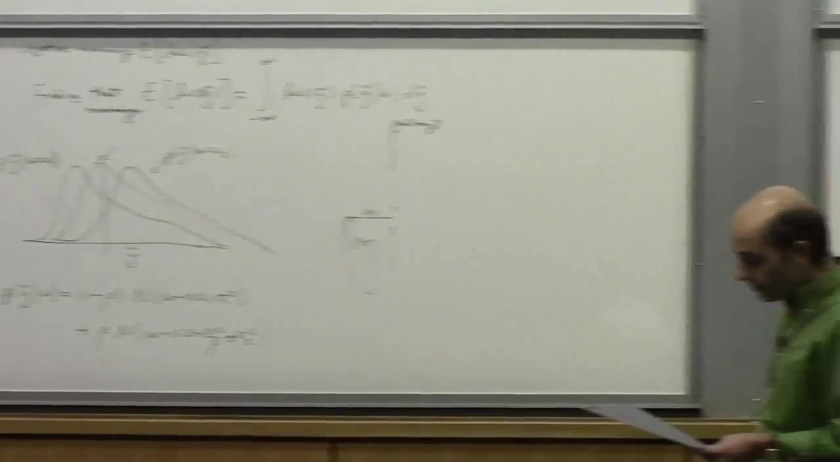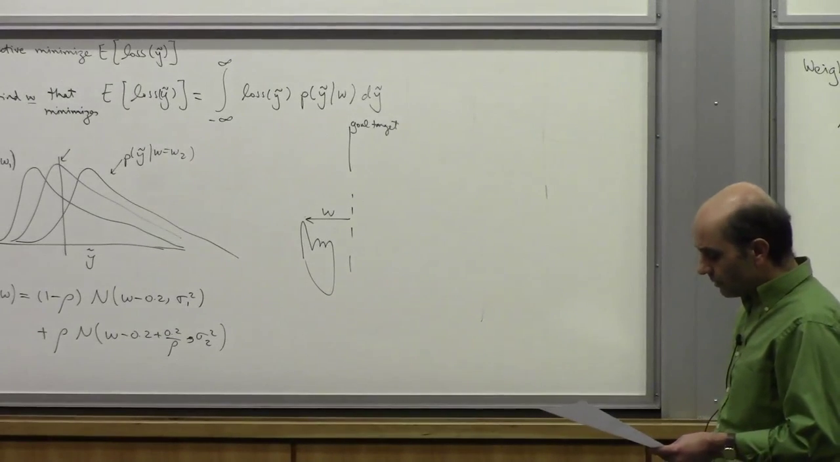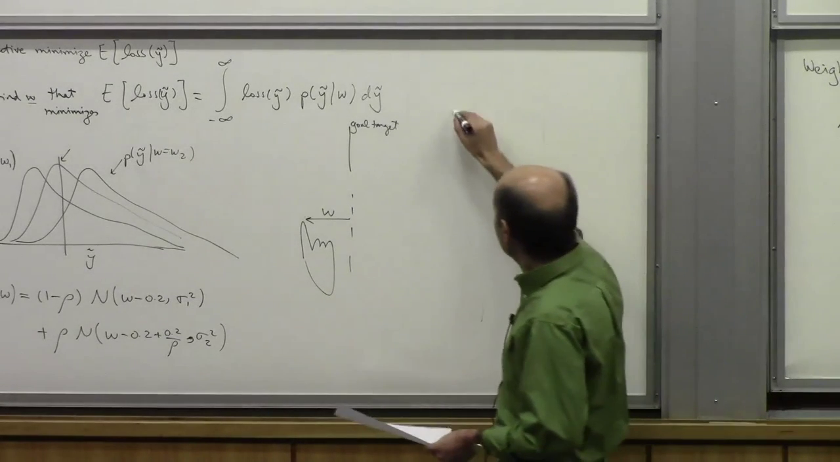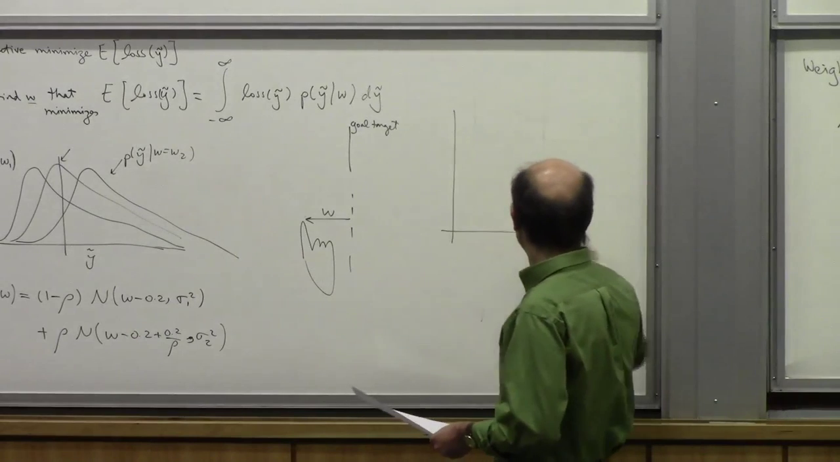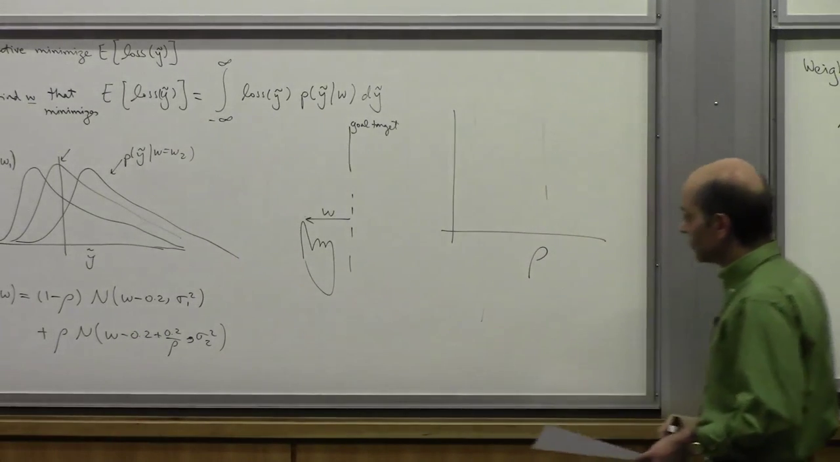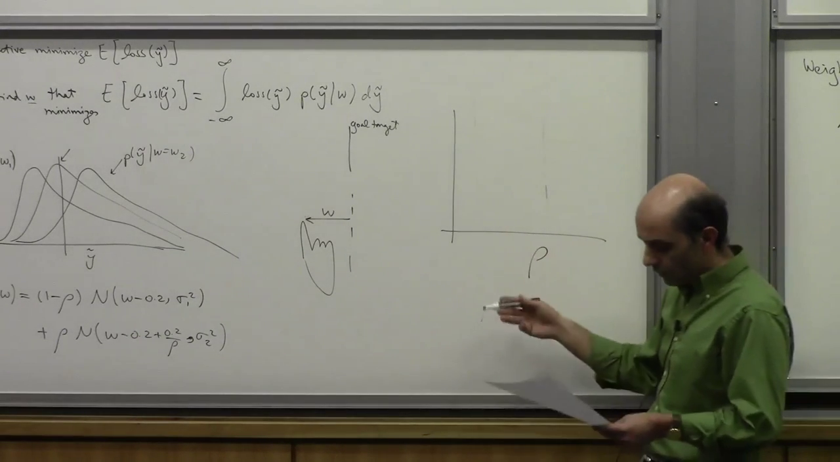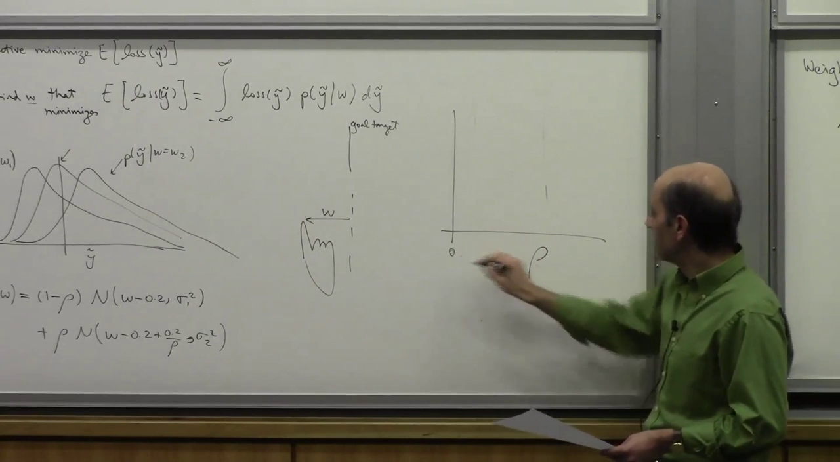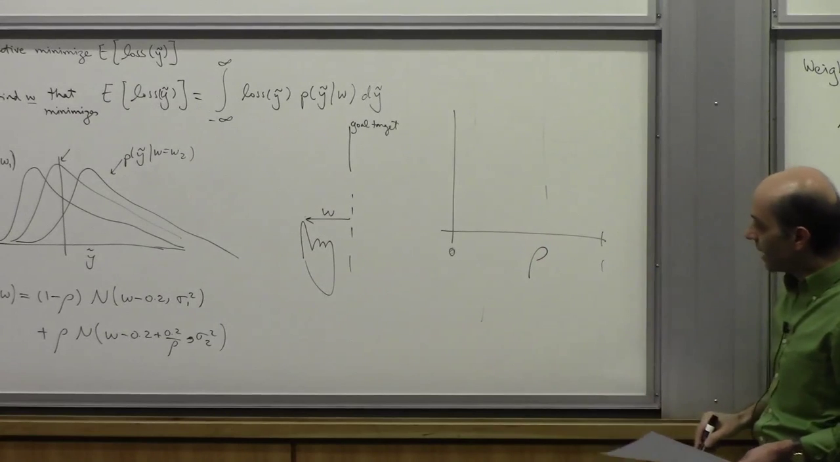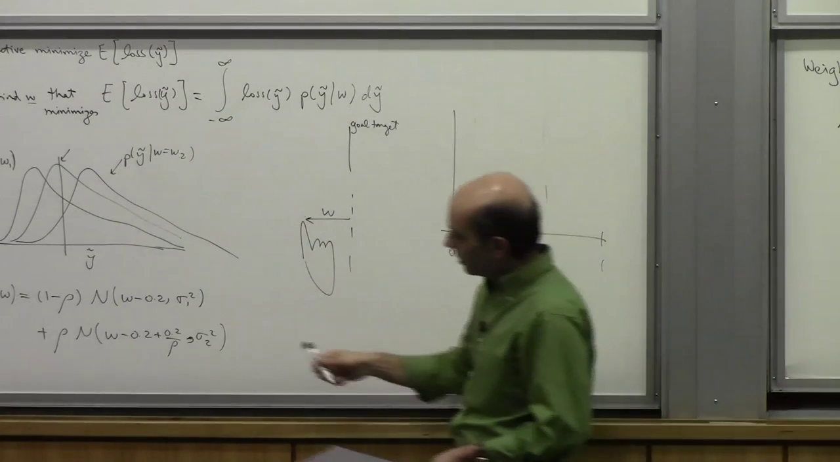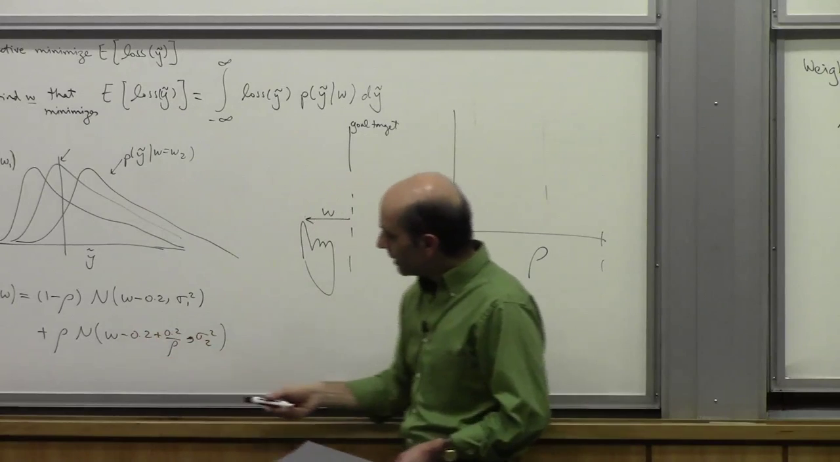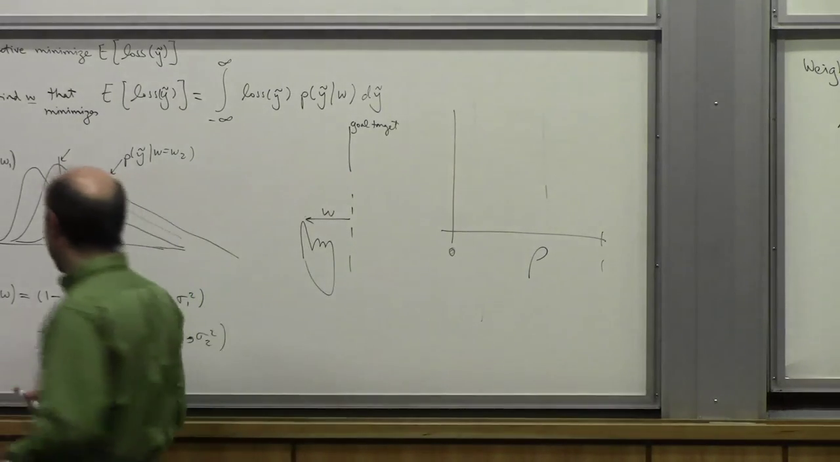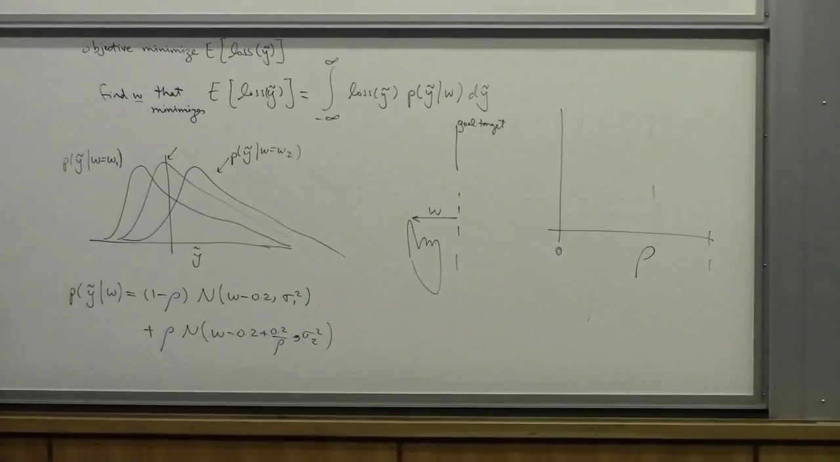So what that looks like is that if you were to plot in this axis rho, I'm going to move rho from some value close to zero to some value close to one, and I'm going to compute the W that maximizes the probability of y tilde being equal to zero.